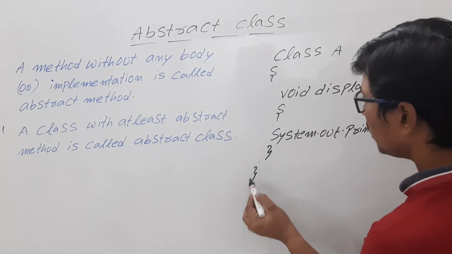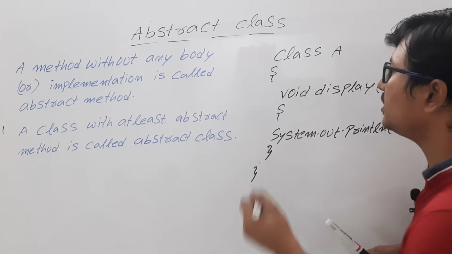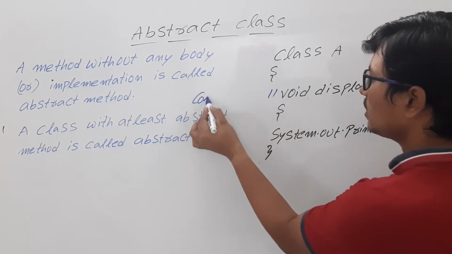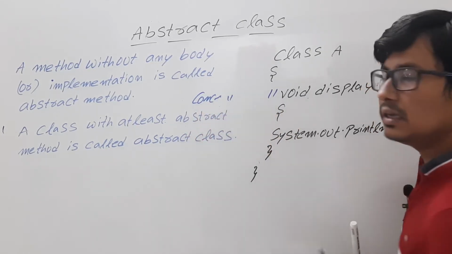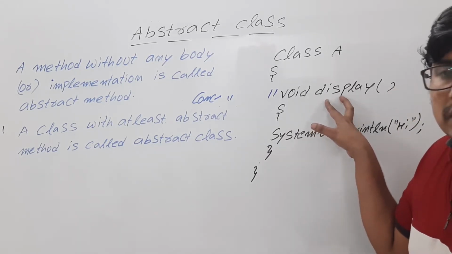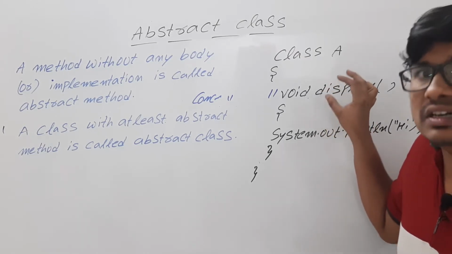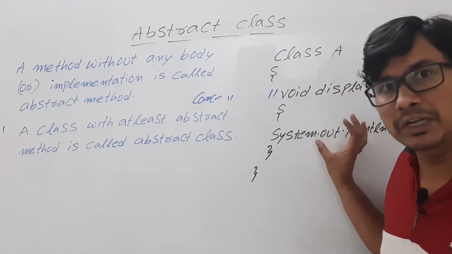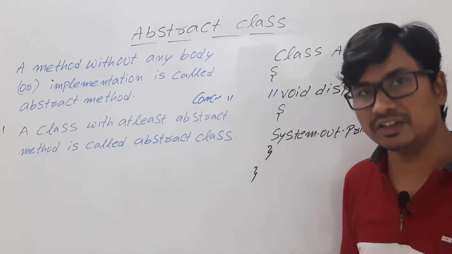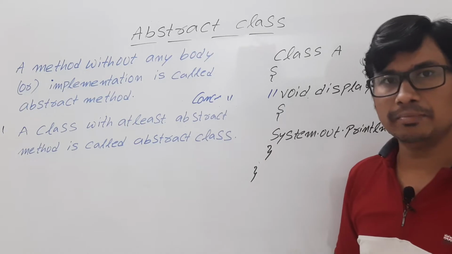Okay. Now look at here. This display method, we will call it as a concrete method. Now the concrete method means it will have the declaration, and also the implementation. The method which is having the declaration and then implementation or the body or the definition, such kind of methods we'll call it as concrete methods.